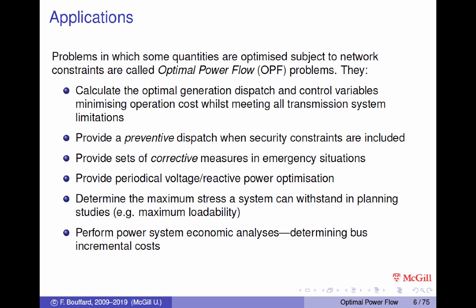So preventive dispatch means that if a number of operating scenarios were to realize themselves, the dispatch that we have found would actually still be feasible with respect to the constraints whenever we enter different degraded states. And they could also offer corrective measures for emergency situations. So we could have, as the result of an optimal power flow problem, a contingency plan to put in place if a given set of contingencies were to happen.